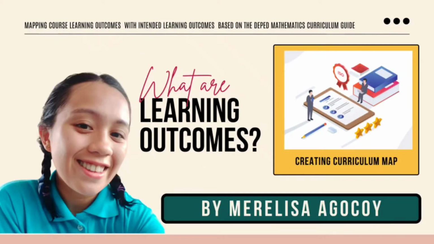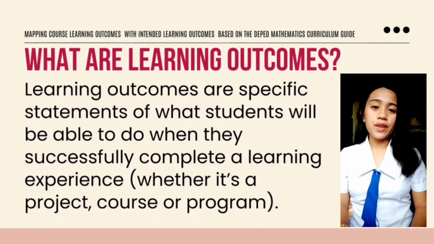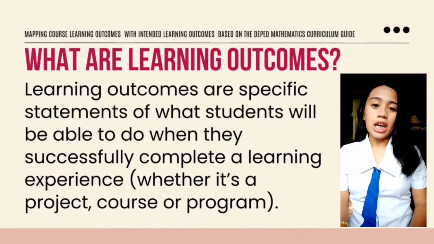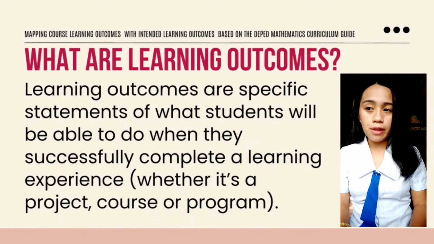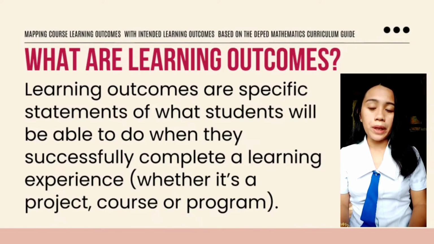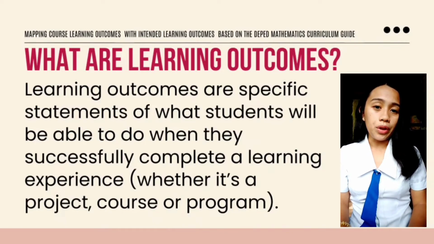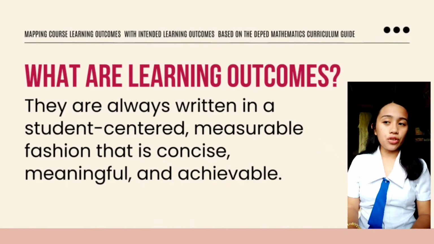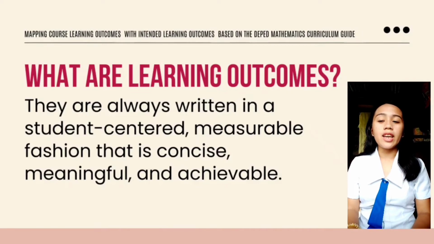So what are learning outcomes? So I have here two definitions of learning outcomes. The first definition is that learning outcomes are specific statements of what students will be able to do when they successfully complete a learning experience, whether it's a project, course, or a program. Second definition is that they are always written in a student-centered, measurable fashion that is concise, meaningful, and achievable.